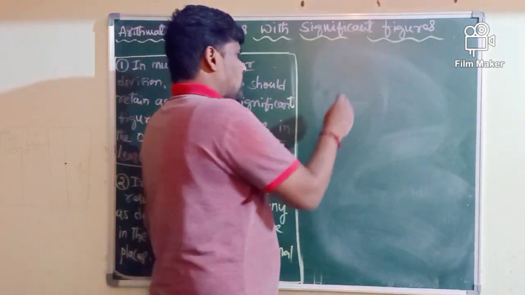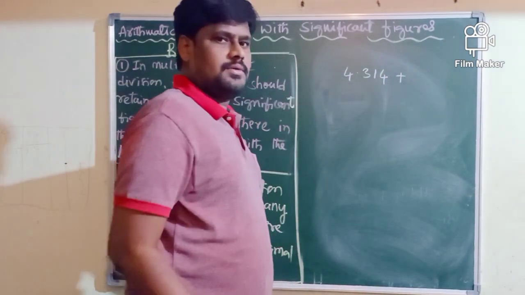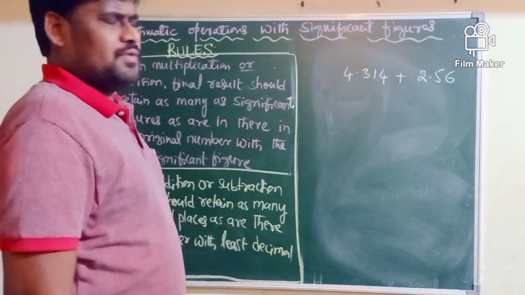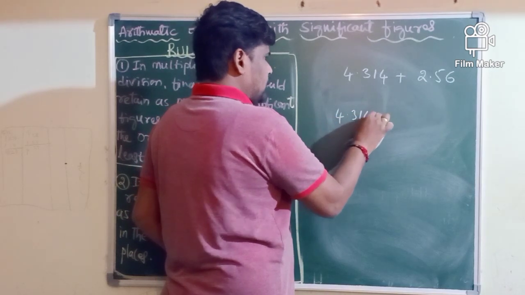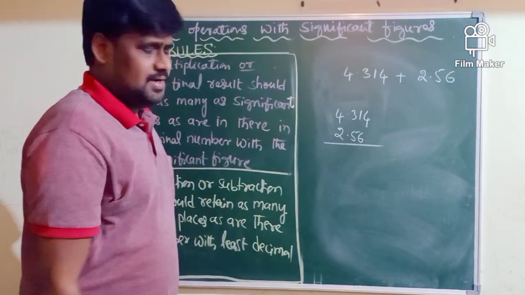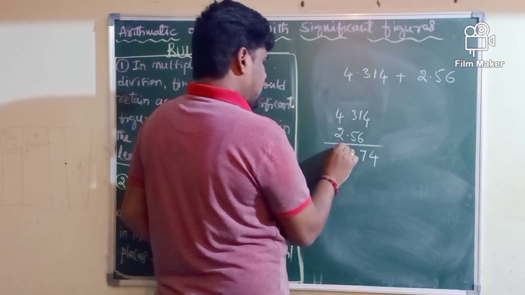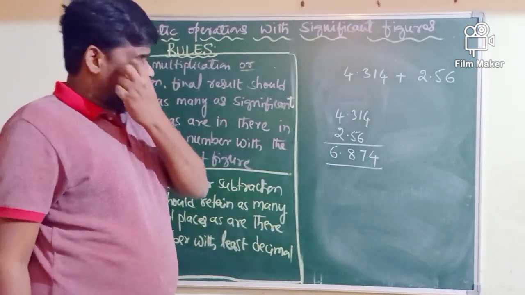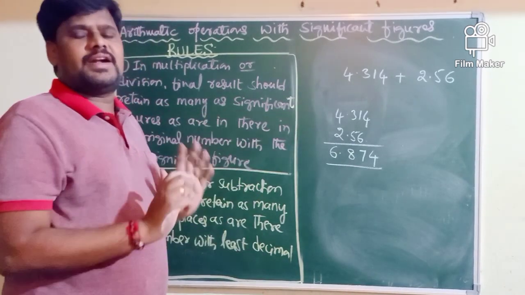Say for example, I want to add 4.314 plus 2.56. I want to add these two numbers. First, as usual, we'll add the numbers. 4.314 is added with 2.56. What is your result? Your answer is 6.874. As I said, all the significant figures are not taken into consideration.